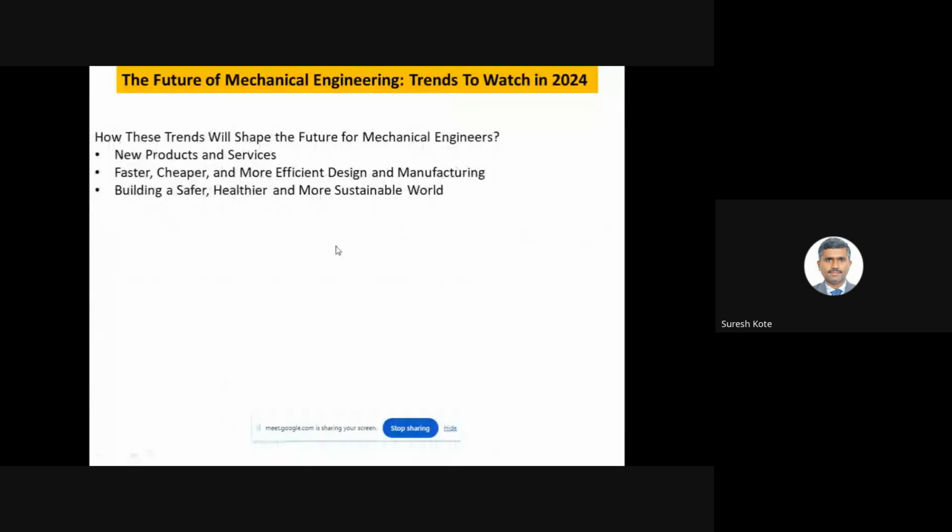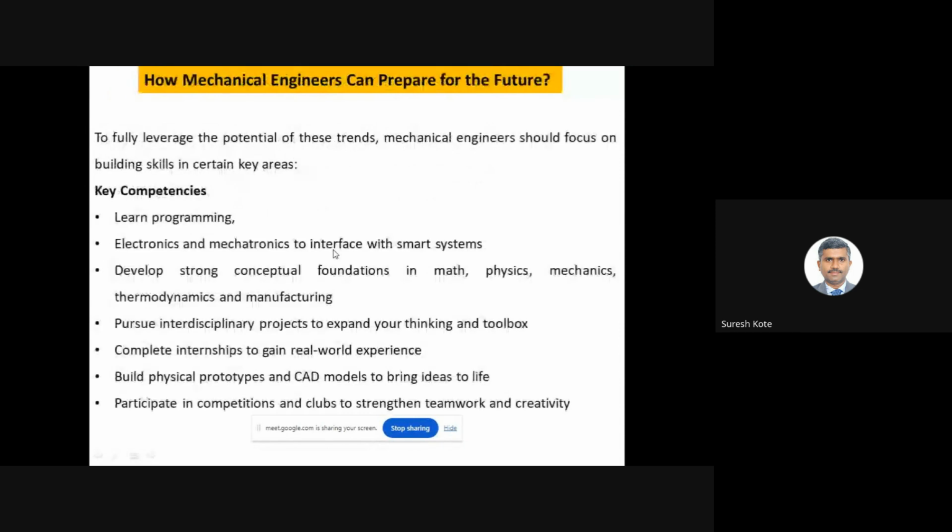Next, the future of mechanical engineering: how these trends will shape it for mechanical engineers. These technologies will produce new products and services, and faster, cheaper, and more efficient design and manufacturing, building a safer, healthier, and more sustainable world. To achieve that, what competencies should UG-completed students have? As we noted, we need to learn interdisciplinary subjects, not only the core subjects.